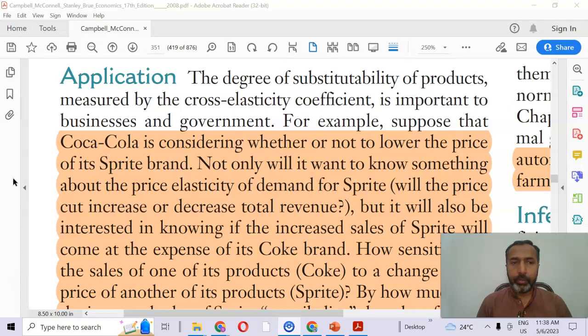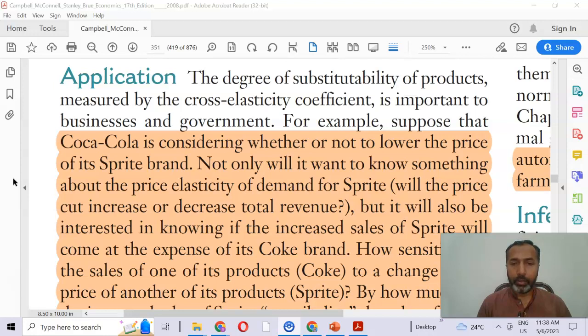For example, suppose that Coca-Cola is considering whether or not to lower the price of its Sprite brand. Not only will it want to know something about the price elasticity of demand for Sprite, but it will also look at the cross elasticity of demand for their Sprite product and Coke product.